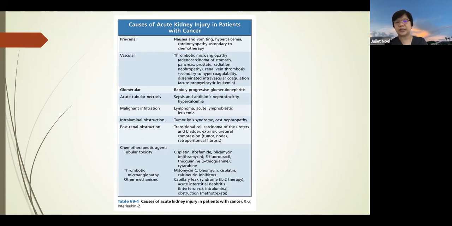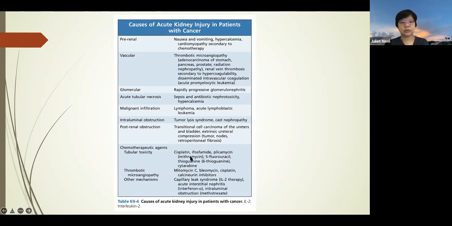Cast nephropathy is when you would have hepatitis, acute fulminant hepatitis. The hyperbilirubinemia can cause cast nephropathy. Post-renal obstruction can also be seen in patients who have bladder CA.